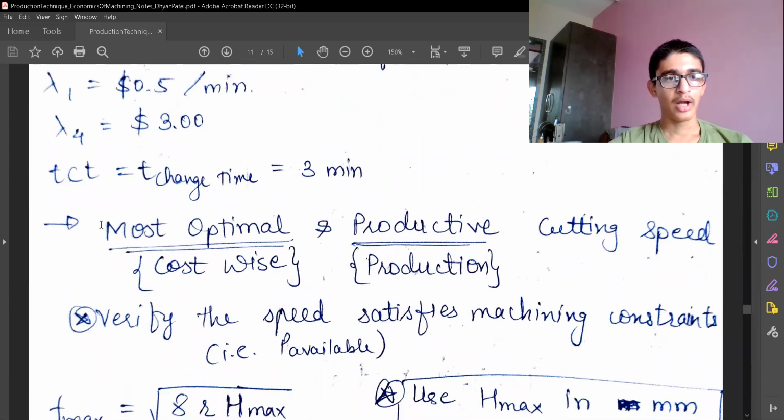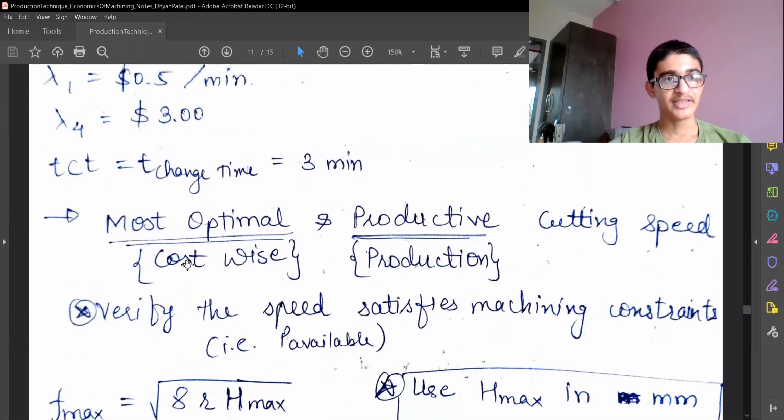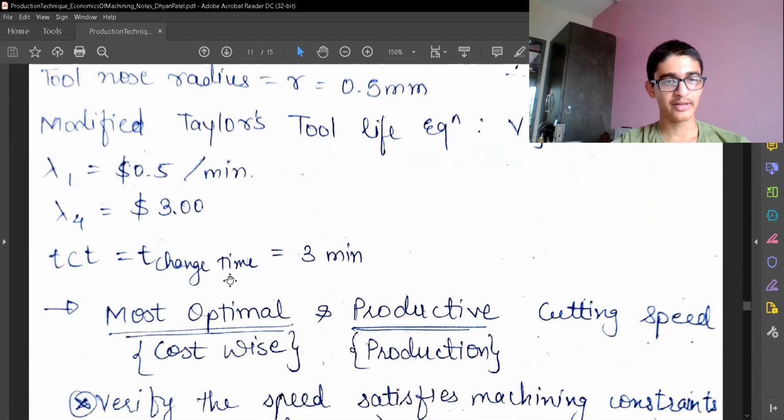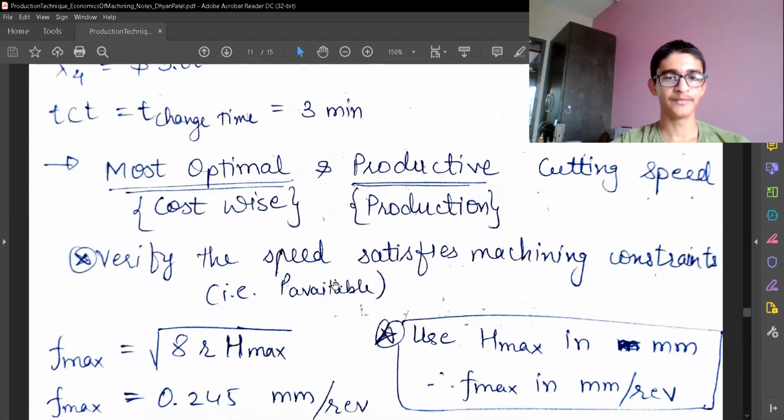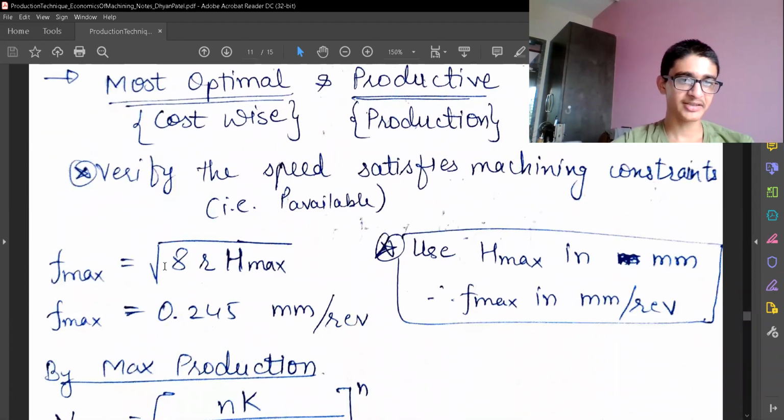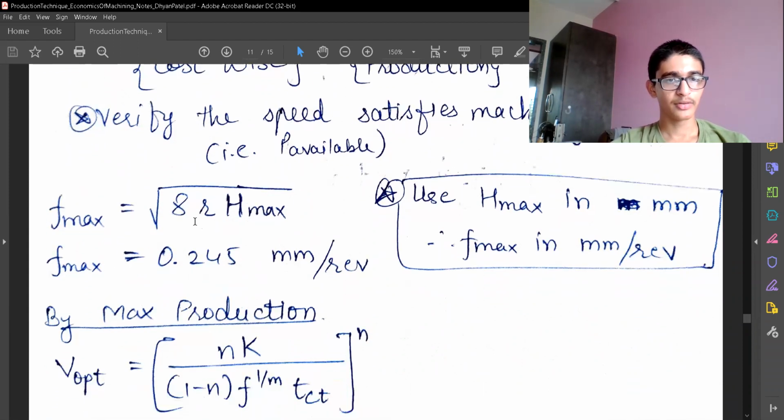And we want to have the most optimal and productive cutting speeds. Most optimal means cost-wise and productive means production-wise. Since the maximum power was given, we need to verify that the speeds required satisfy the machining constraint, that is the power available. So let's start with finding F maximum, that is square root of 8 R H max, and we need to use H max in mm. So we get F in mm per revolution. F max is 0.245 mm per revolution.